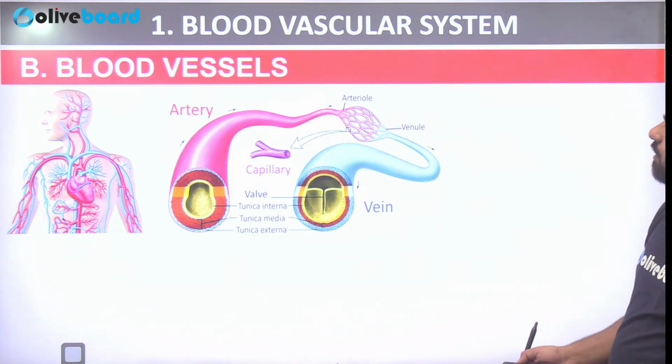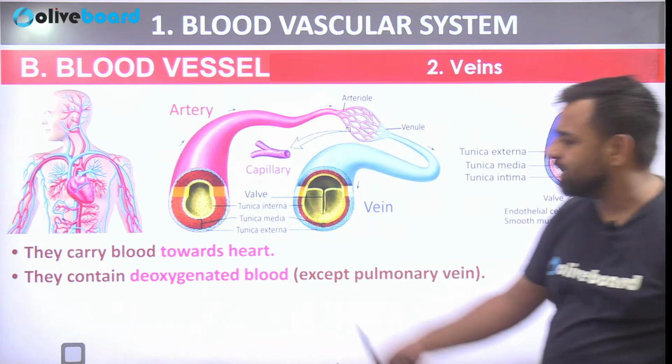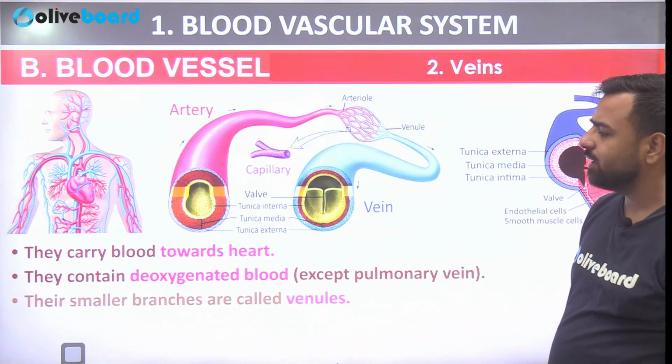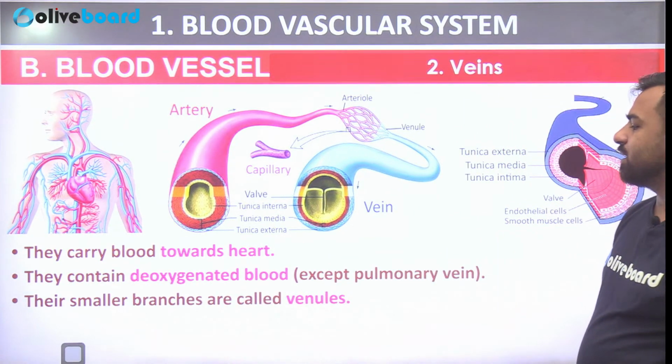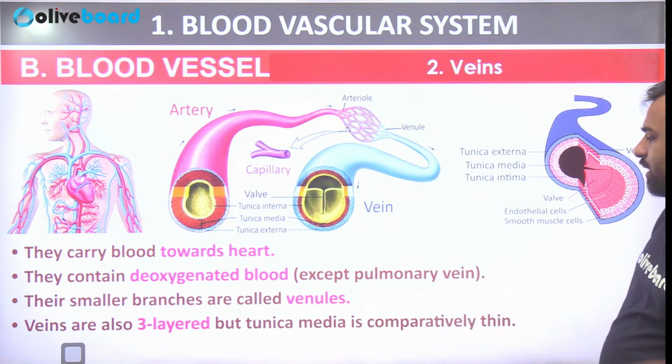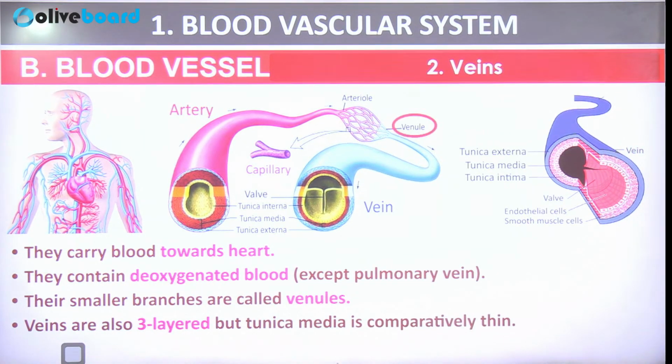Proceeding further, what about veins? Veins are the ones that carry blood towards the heart. They contain deoxygenated blood except the pulmonary vein, and their small branches are called venules. Veins also have three layers, but the tunica media is comparatively thin. So it's mentioned here. Done.